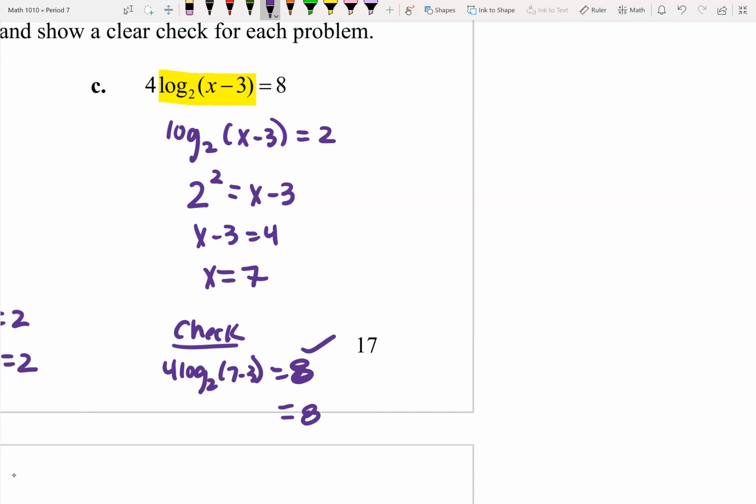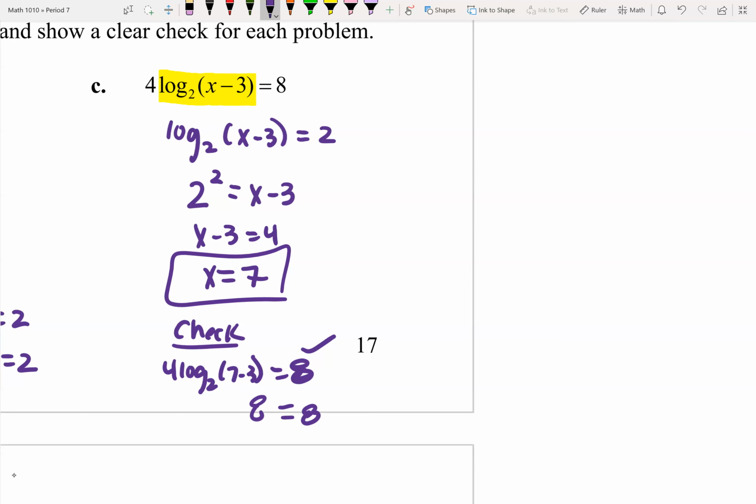Let's do the left. Okay, everybody do this with me. 4 log, 7 minus 3 is 4. Close it off. So I just put in 4 log 4 divided by log 2. You don't put that 4 in twice. There's only one 4 there. Close it off. Hit enter. 8 equals 8. I know I got that right.